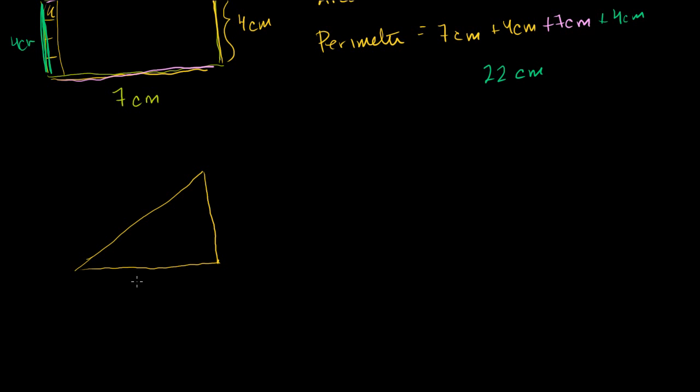And let's say that this distance right here is 7 centimeters, right down there. And let's say that the height of this triangle is 4 centimeters. And I were to ask you, what is the area of the triangle? Well, when we had a rectangle like this, we just multiplied 7 times 4. But what would that give us? That would give us the area of an entire rectangle. If we did 7 times 4, that would give us the area of this entire rectangle.